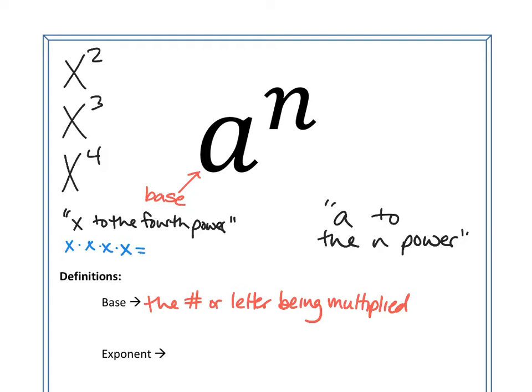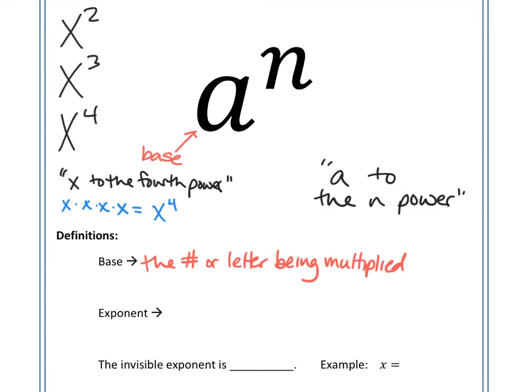So they called these exponents. X to the fourth power means that I'm multiplying x by itself 4 times. So I would be multiplying a by itself n times. Now the number of times that I am multiplying it is called the exponent. So the number that's up there, it's floating up at the top. Some people call them the little floaty boys. This is called an exponent.